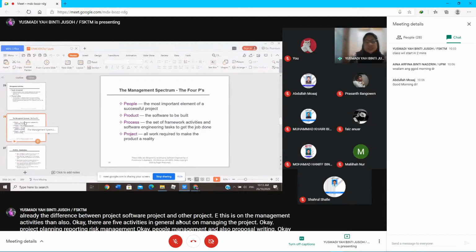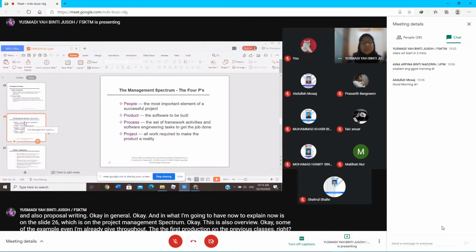Some of the examples I already gave throughout the first introduction in the previous classes. Right, so on the management spectrum, what we call the 4 P's, which are people, product, process, and project. Okay, the following slides will explain all these 4 P's.